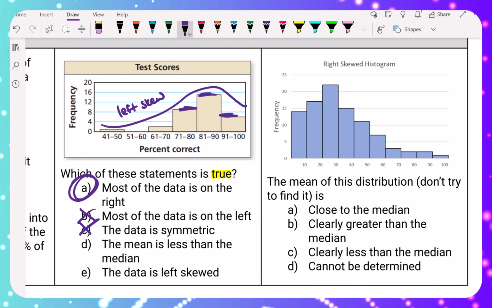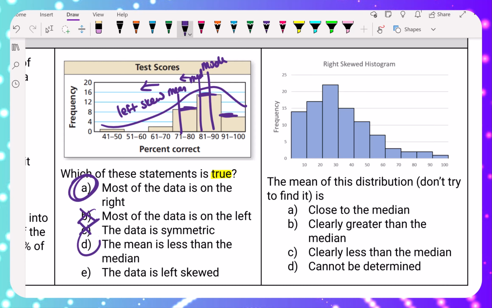The mean is less than the median. I don't know it, but I do know that the mode is here because that's the highest point. If it's skewed, I know the median's going to be pulled a little bit to the left, but the mean is going to be pulled a lot to the left. So I'm going to estimate my mean over here, median. So yes, the mean is definitely going to be less than the median. And the data is left skewed.